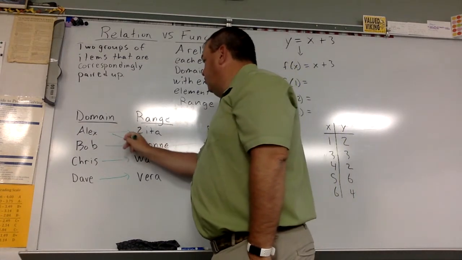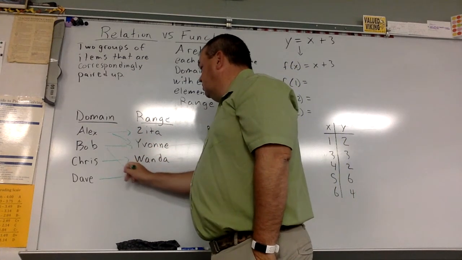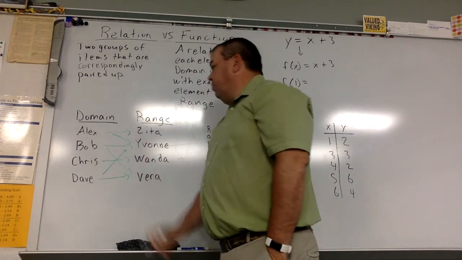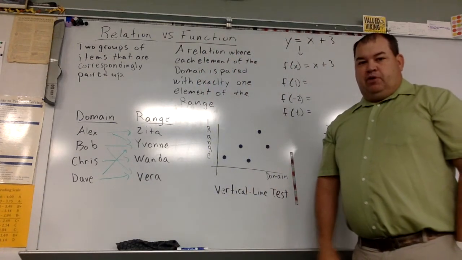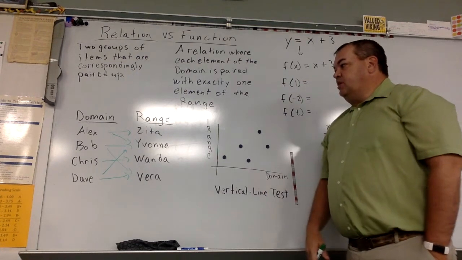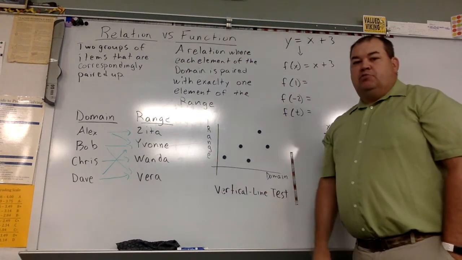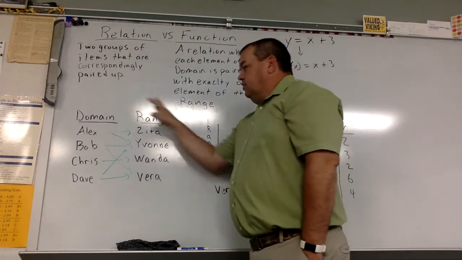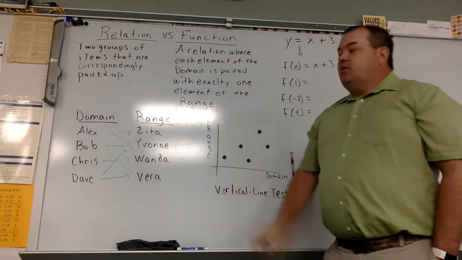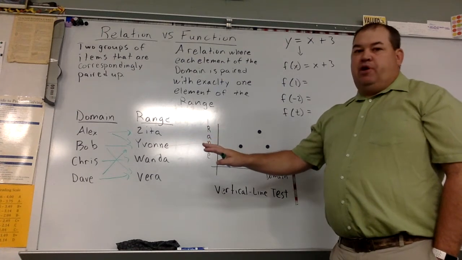So we could have some repeats within our pairing, and it doesn't matter. They are just paired up. Now, in math, we tend to see these as ordered pairs. Sometimes we see them as graphs. Sometimes we see them as these mappings. So that's a relation, as long as things are paired up.